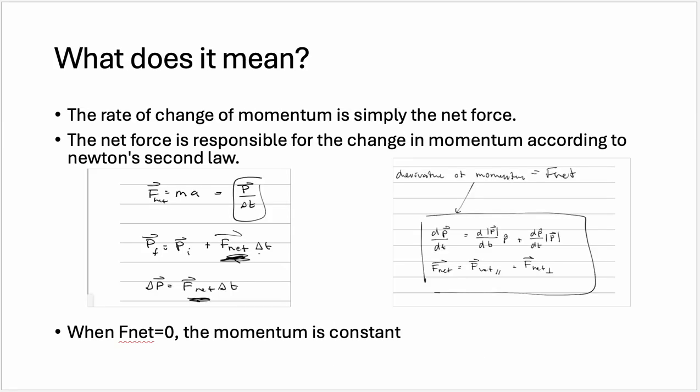So what does the rate of change of momentum mean? It means that it's simply the net force. The net force is responsible for the change of momentum according to Newton's second law, as shown here. The derivative of momentum is simply F net, and that is shown here. When F net is equal to 0, the momentum is constant. When F net is not 0, momentum is changing.